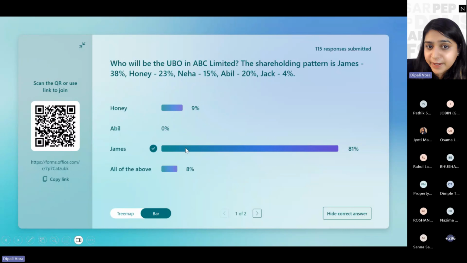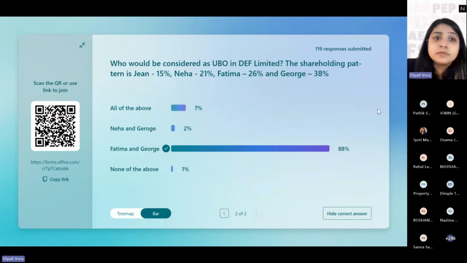The next question: who would be considered the UBO in DEF Limited? Here, Fatima and George are the correct answer because it's Fatima and George who are holding 26 and 38, which is above the threshold limit of 25%. Here, Jean and Neha are not the UBO, and not all of them are the UBO in this case.